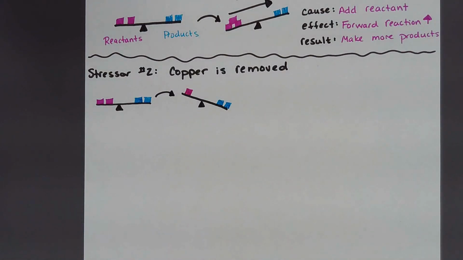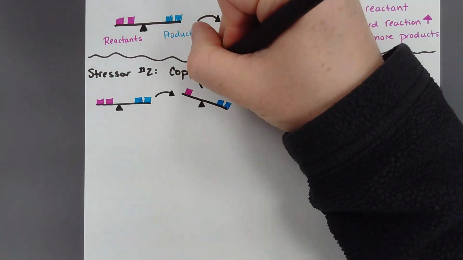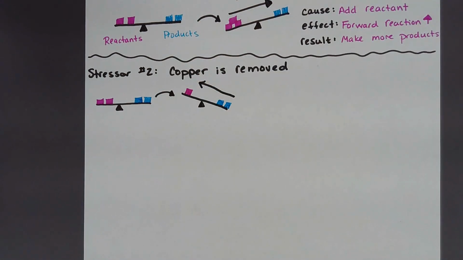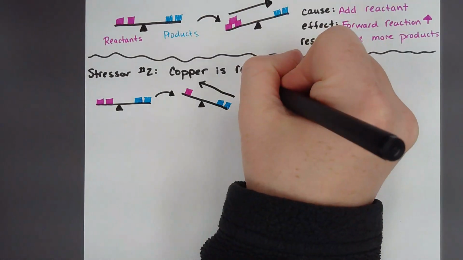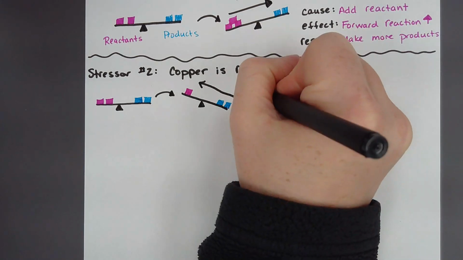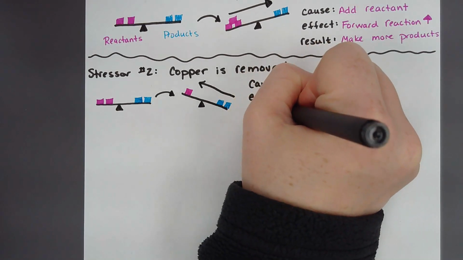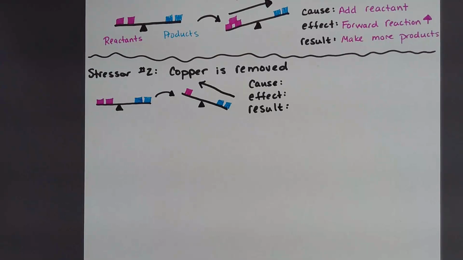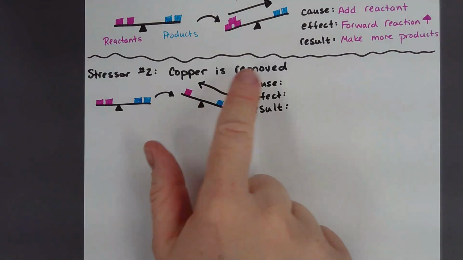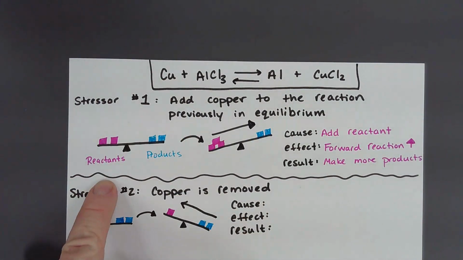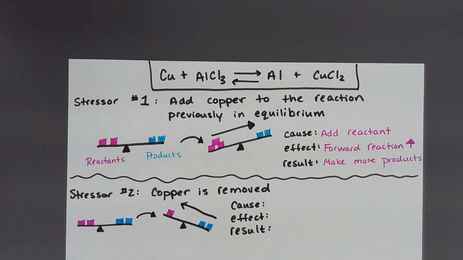And now if I wanted to climb up the teeter-totter, I'm going to be climbing to the left. And from here, I can identify how my reaction is going to change. Cause is just rewording your stressor. Copper is removed. Copper is on the left side, so it's a reactant. So my cause here is going to be reactant removed.